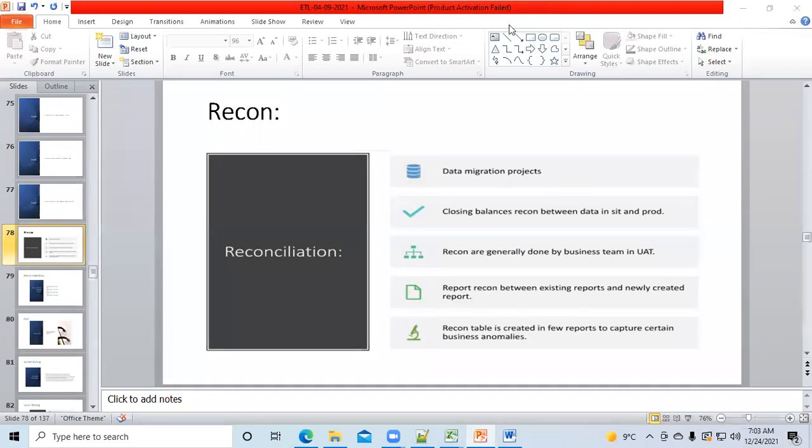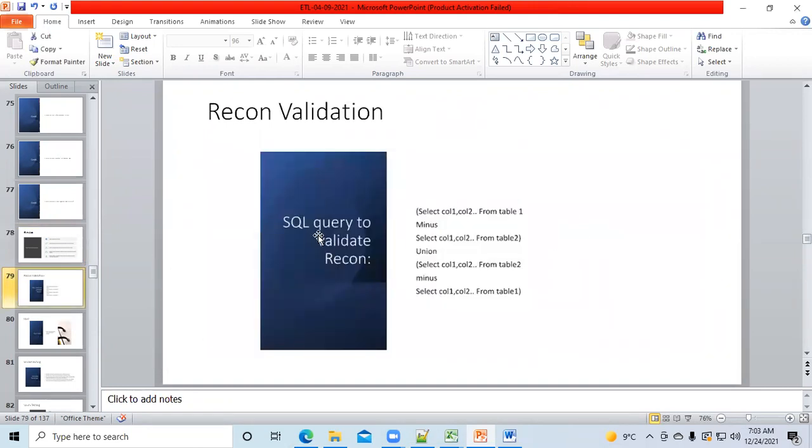So yesterday we were discussing Recon. We have seen the main purpose of reconciliation, why we are doing it. And then this is a very generic SQL query. If you have to validate the recon, if you are doing the reconciliation, it's like you are doing a minus query. And this query is in regard to migration projects.